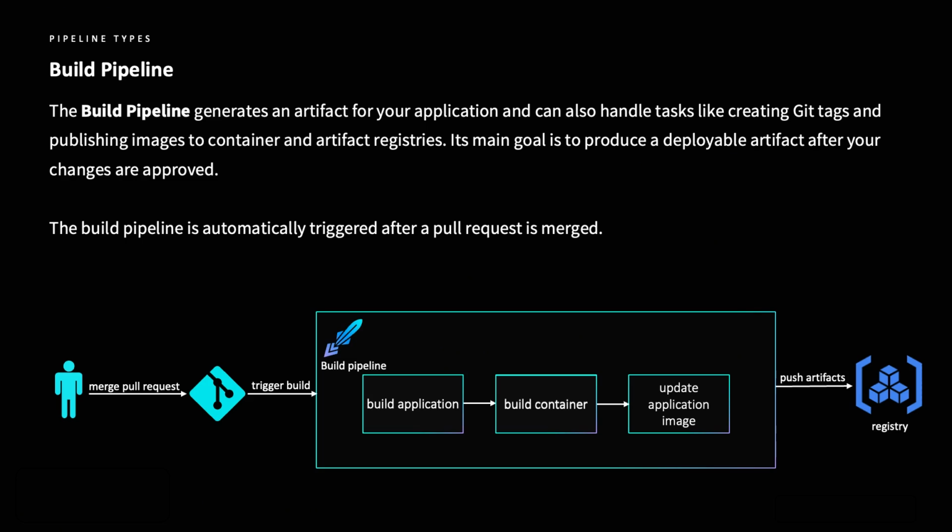The build pipeline is responsible for generating an artifact of your application, although it's not limited to that. For example, it can also create Git tags and publish images to a container and artifact registry. The main goal of this pipeline is to produce a deployable artifact that can be used to run your application. The build pipeline is automatically triggered whenever a merge request is approved.